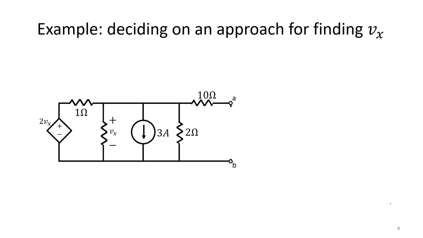Here's a quick example. Suppose I wanted to solve for my voltage Vx. Vx is the voltage across this unmarked resistor. Well, initially this circuit looks pretty ugly. There's quite a bit of stuff in it, right? But if we look back at our strategies, there's some things we can do here to make our lives easier.